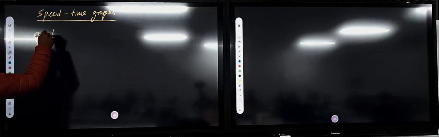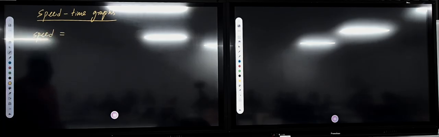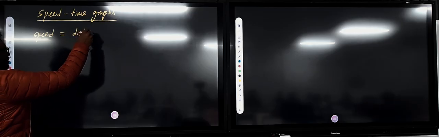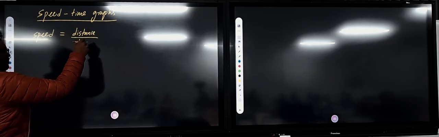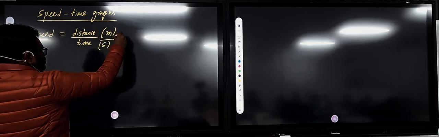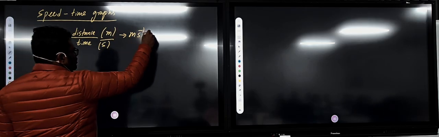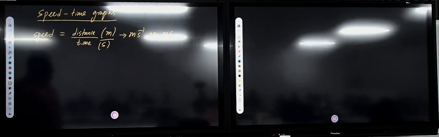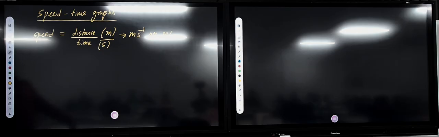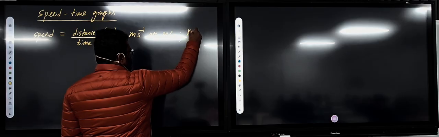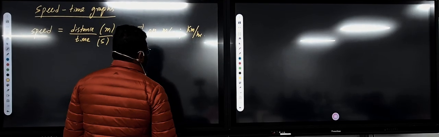Okay. What is speed? Okay, all of you know. Speed is distance divided by time. Distance is measured in meters, time in seconds. So it's going to be ms minus 1, or m divided by s. That's the unit for speed, right? Sometimes you can have this in kilometers per hour as well.